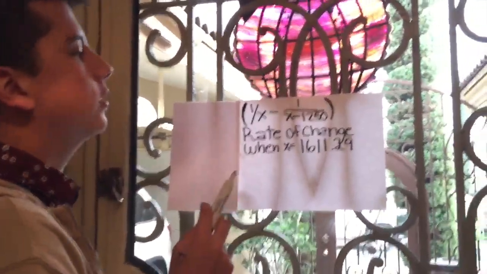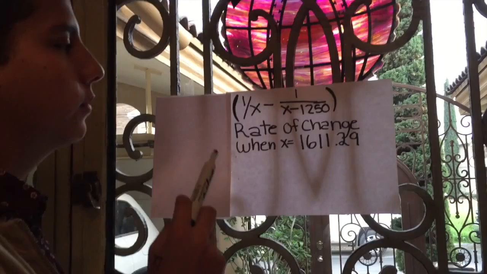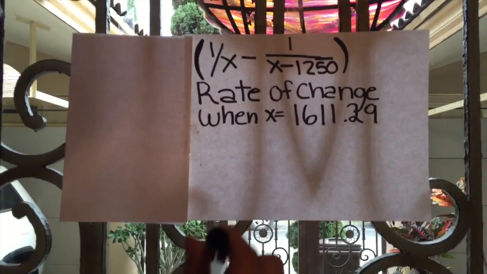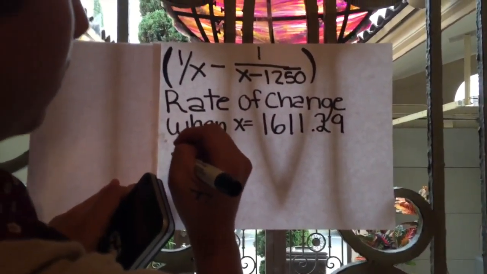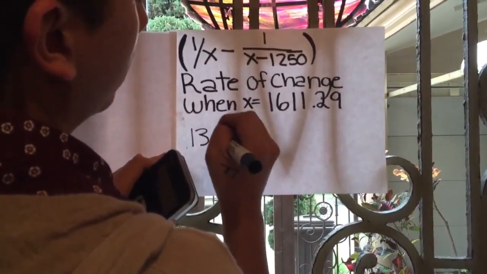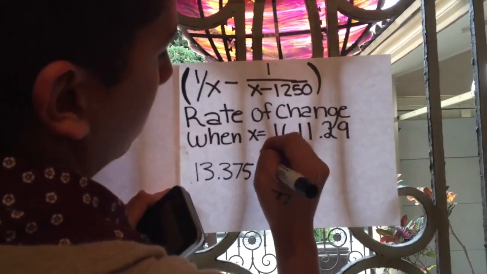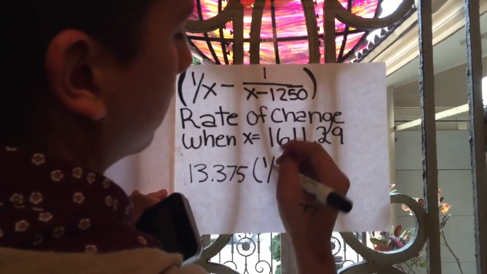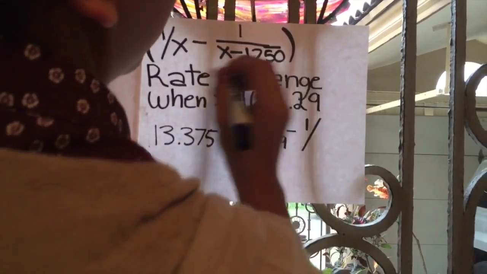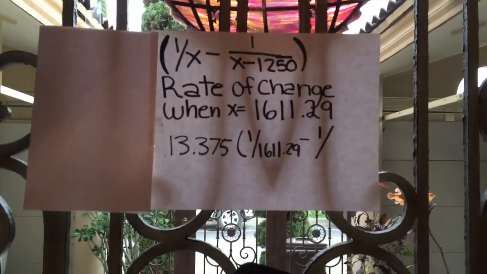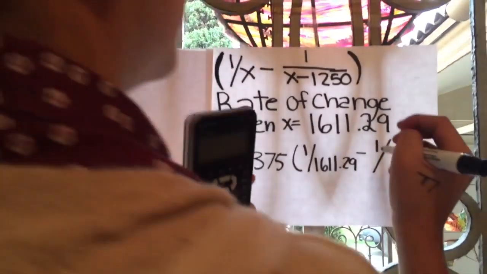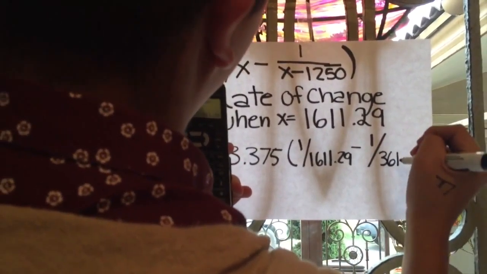Now for the second step, we are going to replace x when the rate of change equals 1611.29. Now we're going to do it. First we put the time, which is 13.375 times the formula, which is 1611.29 minus 250, 1 over, we first solve it, and we got 1361.29.